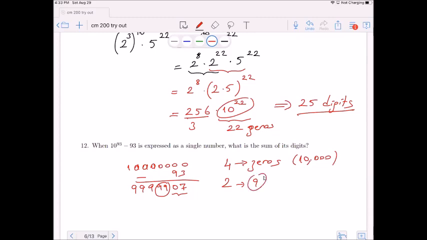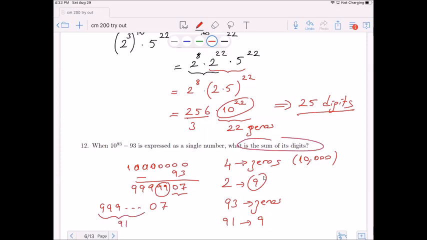So if we have 93 zeros, how many nines do we get? How many nines? 91. Very good. 91 nines we will get. So 999 and then 07. How many nines will we have? 91. So what is the question?